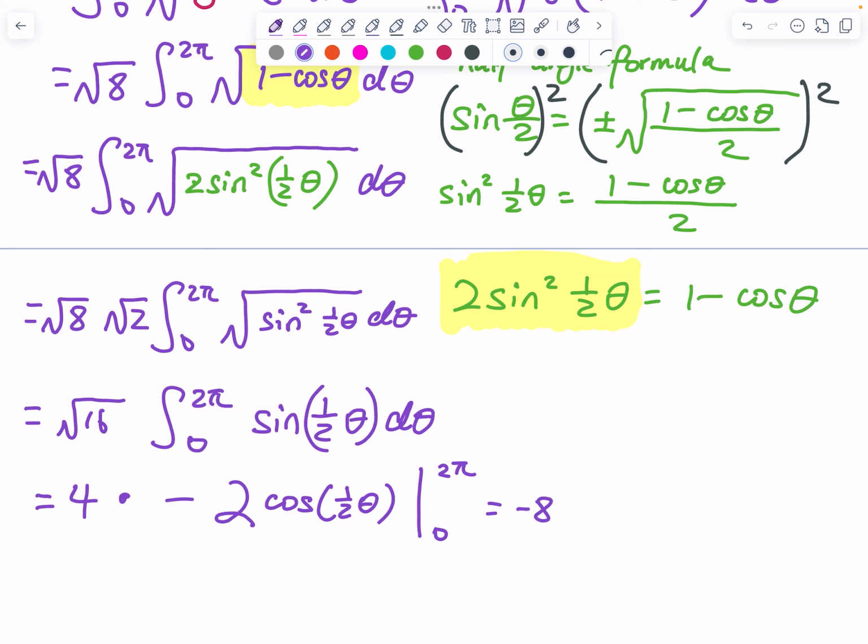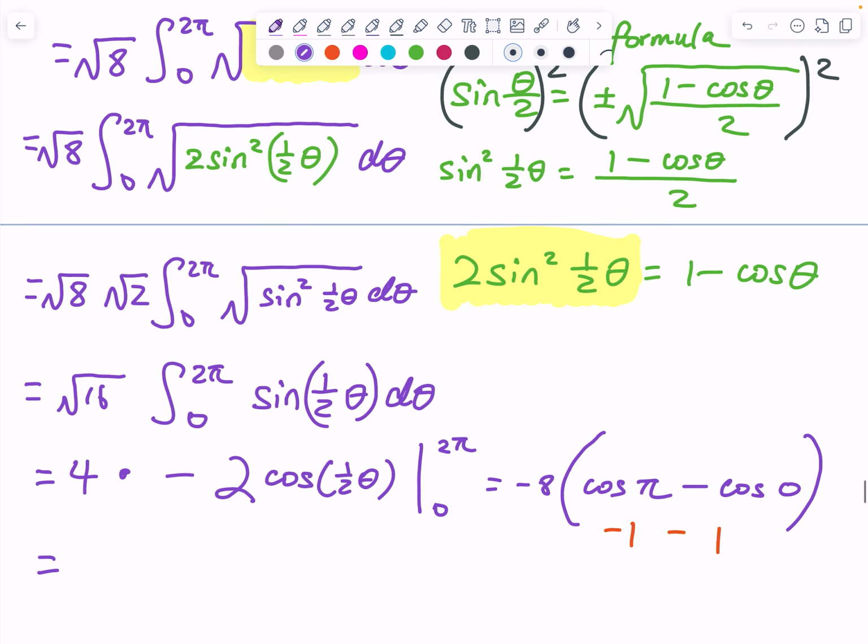Negative 8 and then a cosine. I can even factor out the negative 8. I can just do cosine pi minus cosine 0. Cosine pi is negative 1, minus cosine 0 is 1. 1 minus negative 1 is negative 2. Negative 2 times negative 8. The arc length is 16. So that is 16, and this represents arc length.